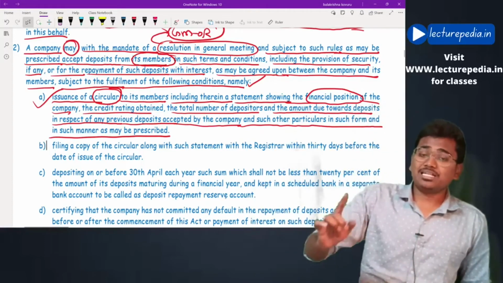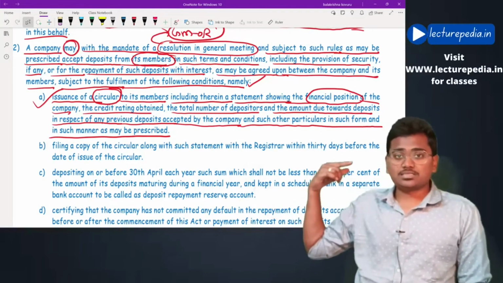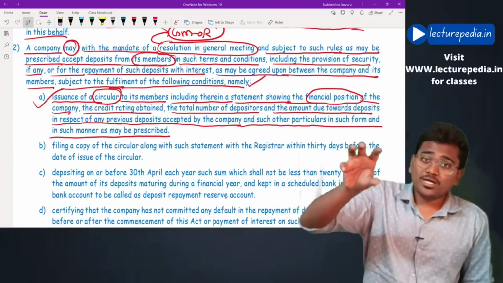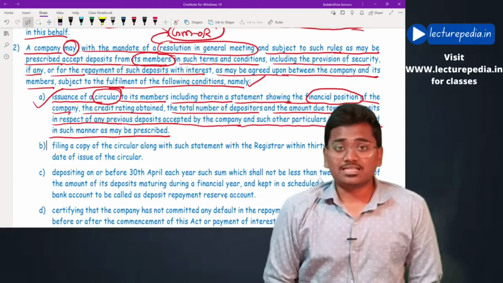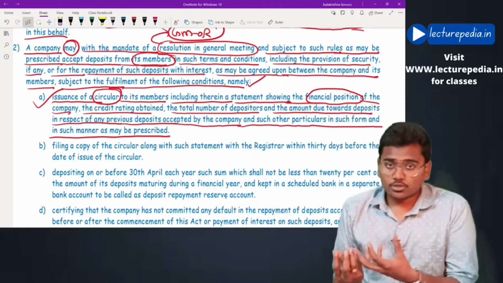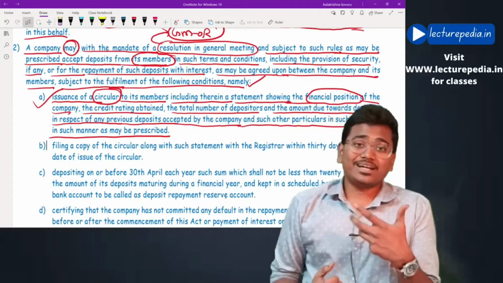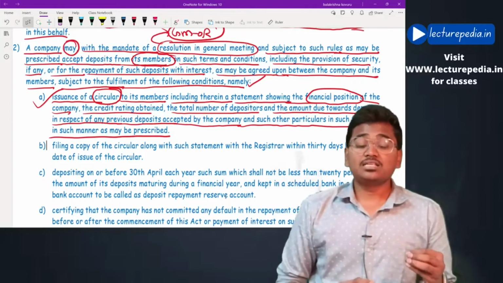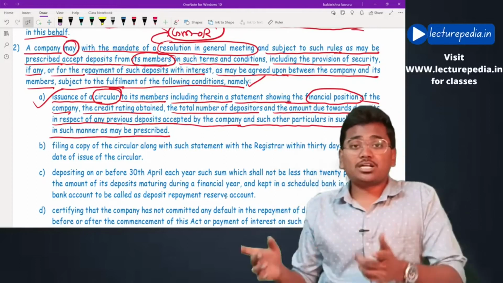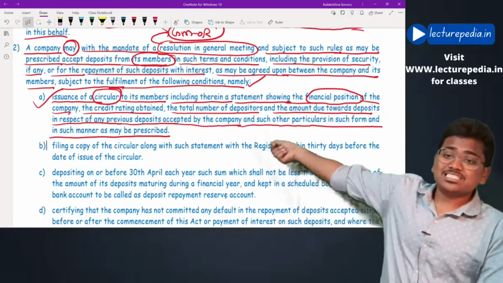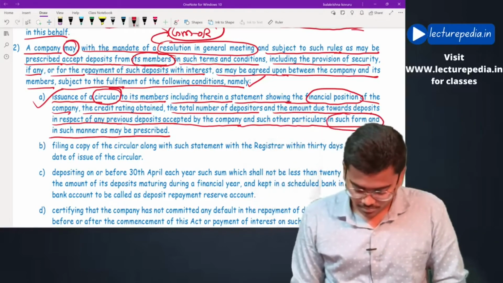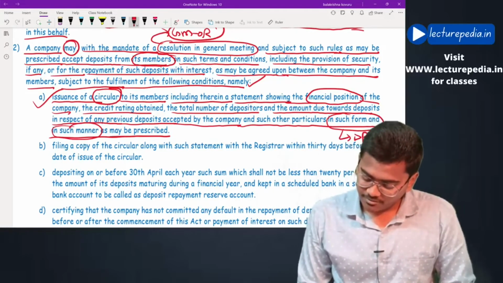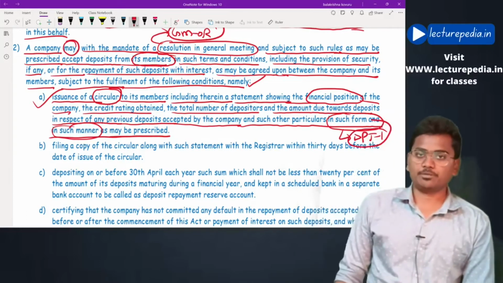And if the company has raised any deposits in the past, then what are the outstanding deposits that the company is already having, and from how many members the company has raised deposits. And now the company is going to raise deposits. Now what is the credit rating that the company has obtained? All these details must be present in this circular. And what should be the format of the circular? He says in such form and such manner as may be prescribed. Basically it is in DPT1. The format is DPT1. That is the first condition.